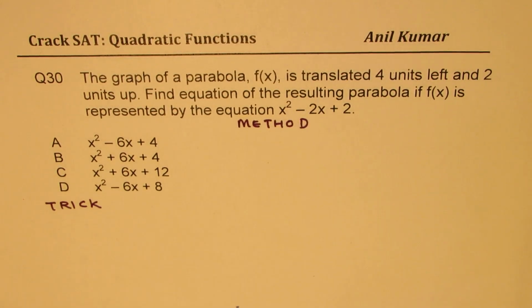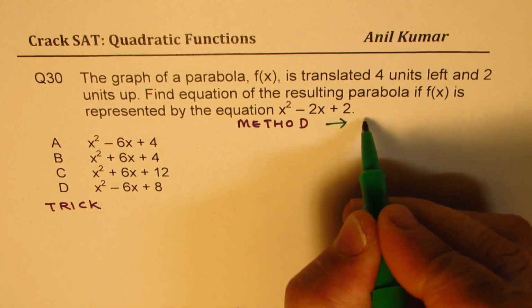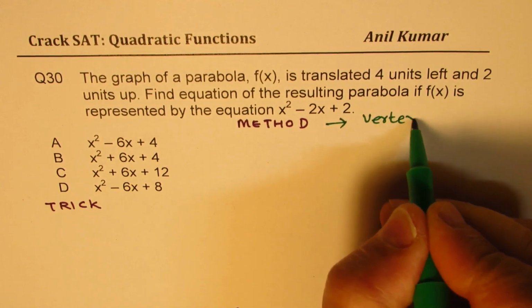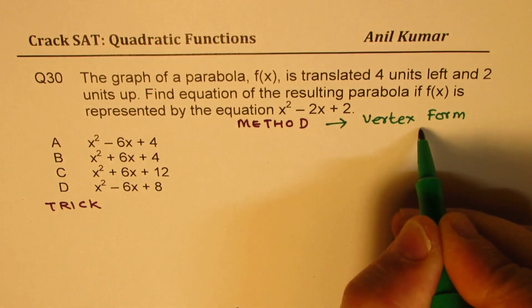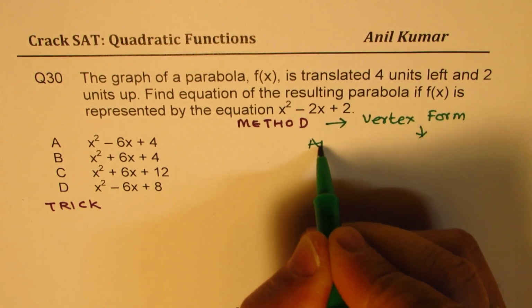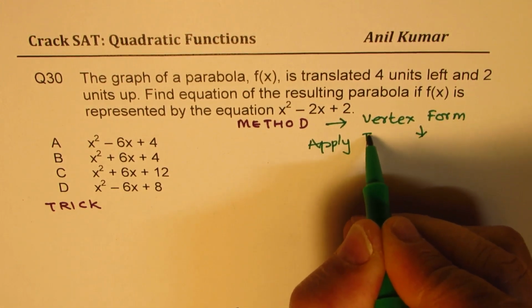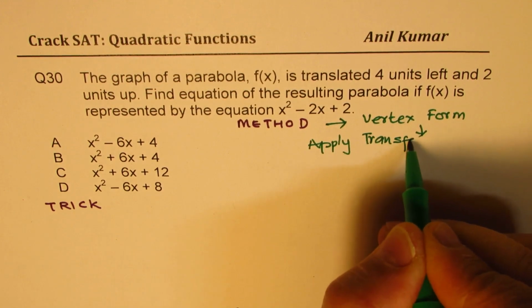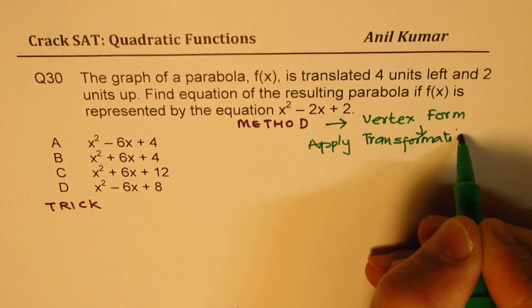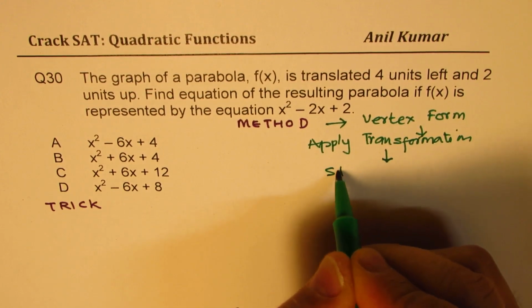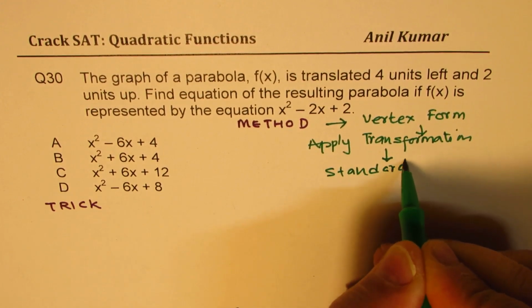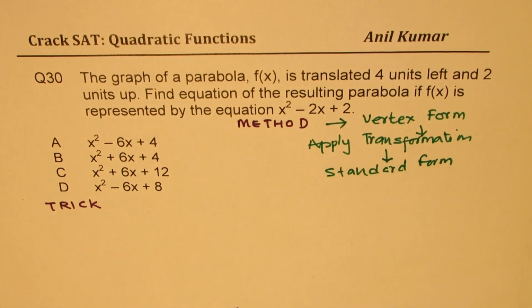We are talking about transformations. That basically means that you need to write the quadratic equation in vertex form. That is the first step, and then apply transformations, and then convert to standard form. You can see how much time it is going to take. Perfect. So anyway, let's begin without wasting much time.